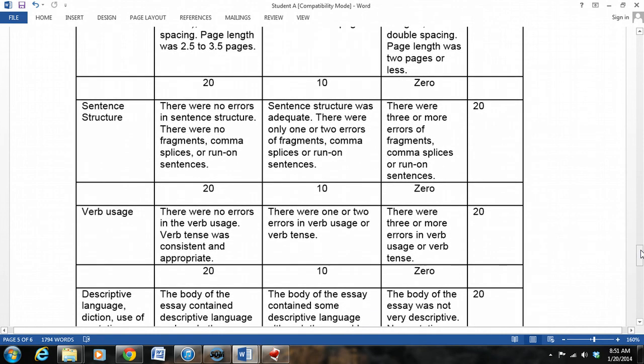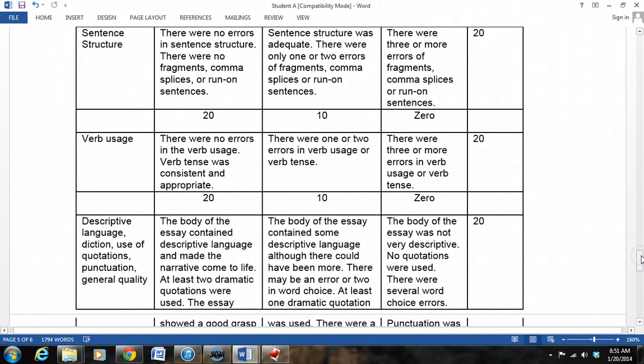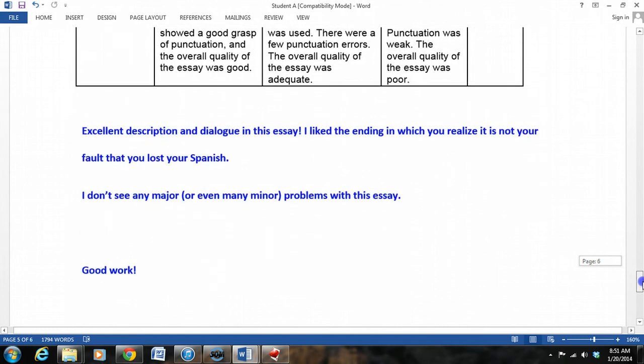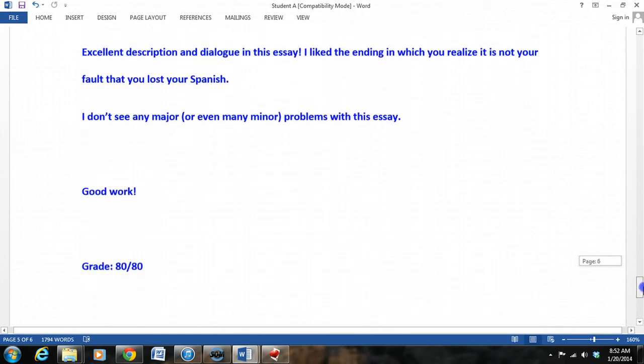Full points for verb usage. There was not one verb error in the paper. There was the tiny error of apostrophe, but that's really no big deal. I gave the student full points for the last category, which is kind of a catch-all category. And my final comments there. The student got 80 out of 80. The student got all of the points associated with this essay.